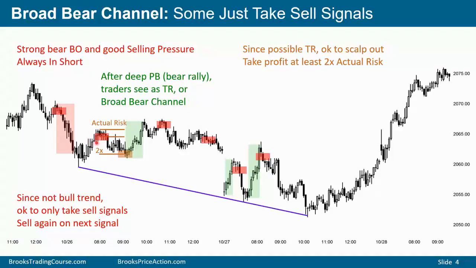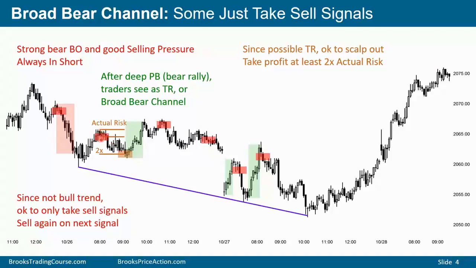The traders who sell, some traders will scalp, thinking that maybe it'll stay in a trading range. And if they do, they should always be trading for at least the minimum scalp, which is 1 point in the E-mini, and they want to get out with at least twice their actual risk, unless there's a high probability short. And shorting in a trading range like this is not all that high probability.